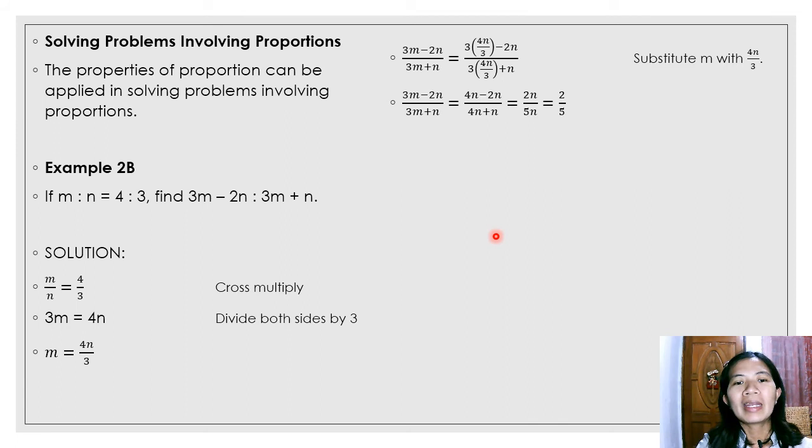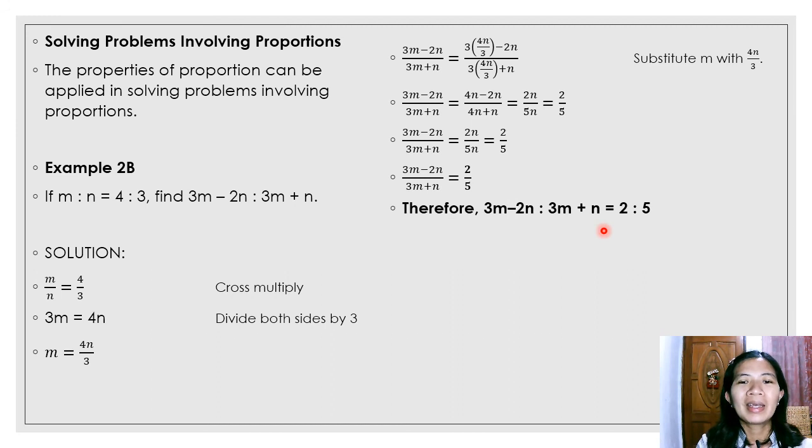Remember, the variables are the same, so we can simplify: n divided by n is 1. So the remaining number is 2/5. Therefore, the value of 3m minus 2n all over 3m plus n is equal to 2/5. That is the final answer. So this is now your answer.